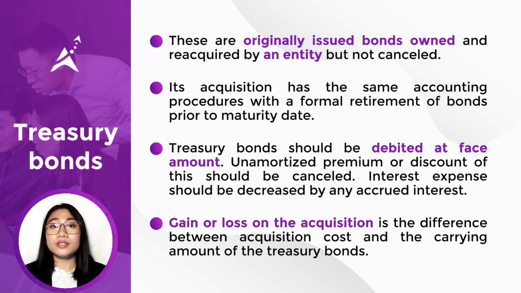So, in the accounting treatment for treasury bonds, we debit the face value or face amount of treasury bonds. So, I repeat. We debit the face value of the treasury bonds. Face value ang ginagamit natin sa treasury bonds. And then, an amortized premium or discount of this should be canceled. So, kadalasan kinakredit natin yung premium on discount on bonds payable. Then, interest expense should be decreased by any accrued interest. So, yung gain or loss, meron tayong gain or loss on the acquisition of the treasury bonds. That is the difference between the acquisition cost and the carrying amount of the treasury bonds.